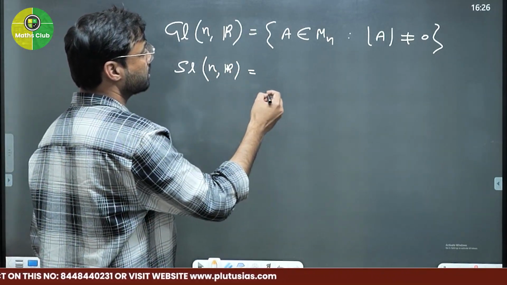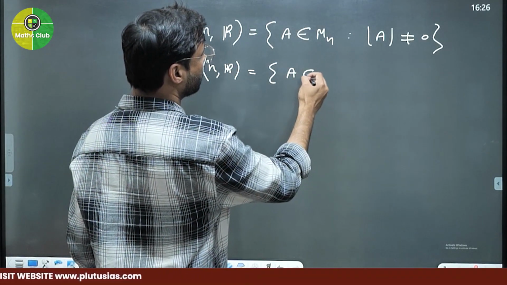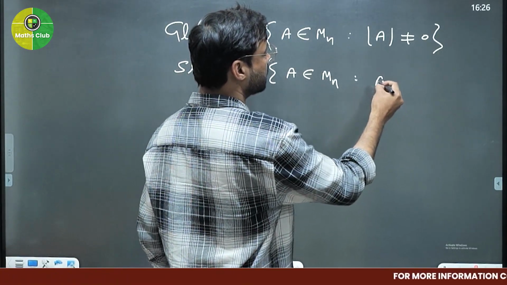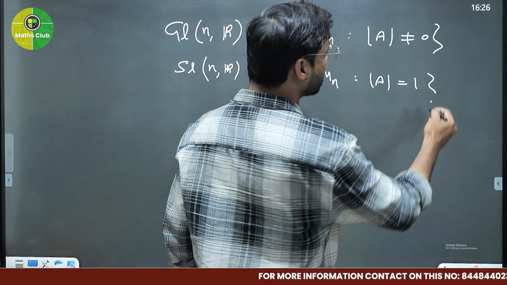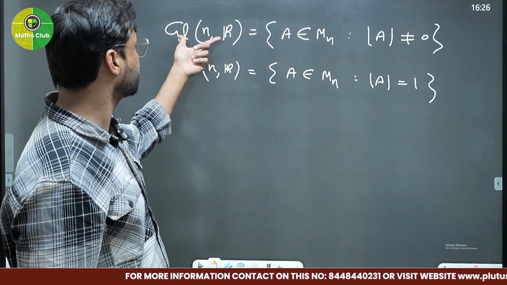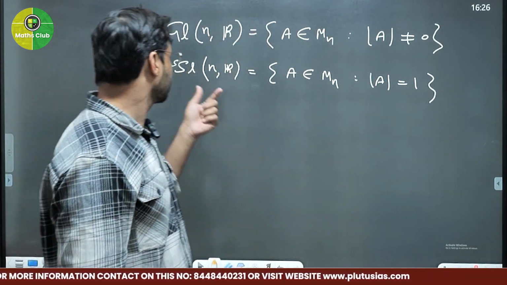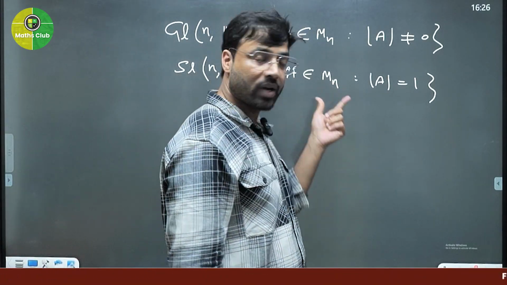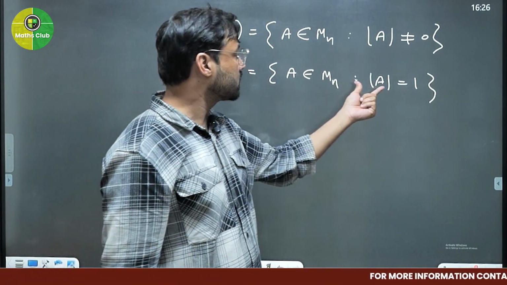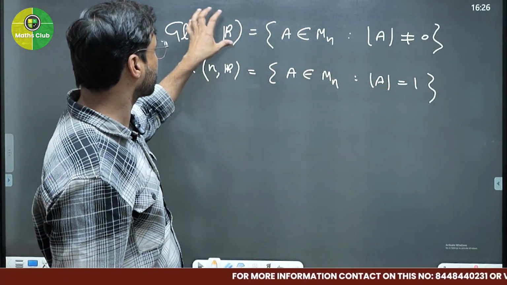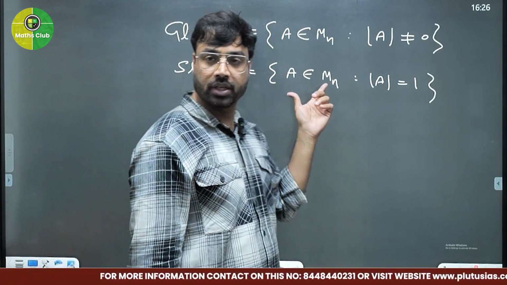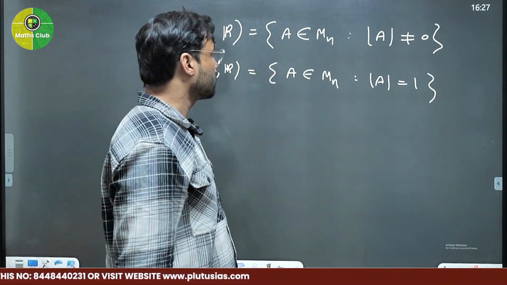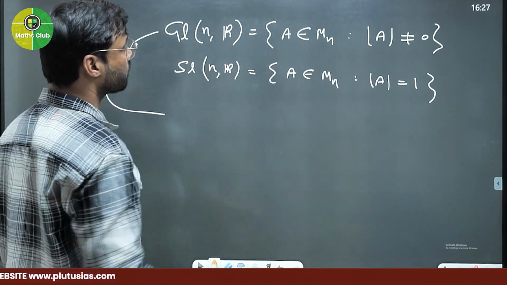SL(n,R) is the set of A belonging to Mn such that determinant A equal to 1. Obviously this is a subset of GL, the general linear group, and SL is called the special linear group. A belongs to Mn means square matrices of order n whose determinant is equal to 1. So we will prove first that GL is a group, and second that SL is a subgroup of GL.